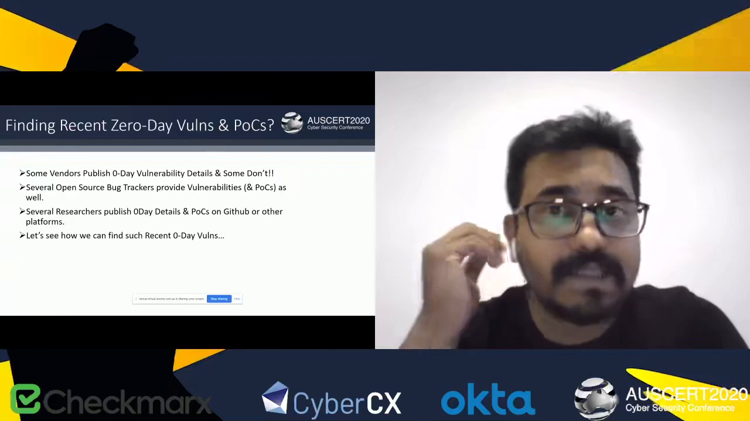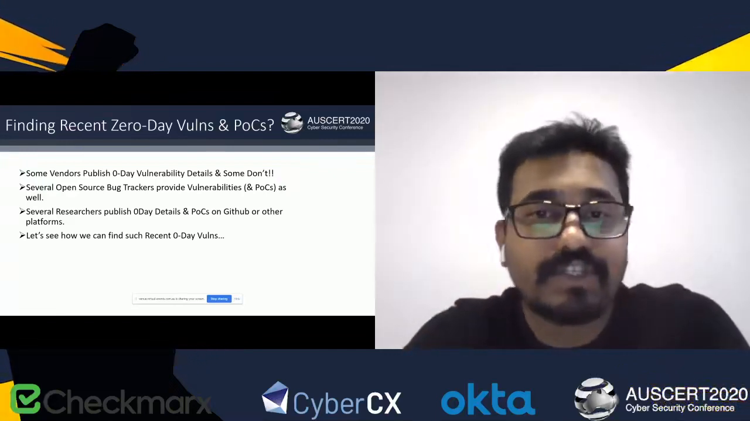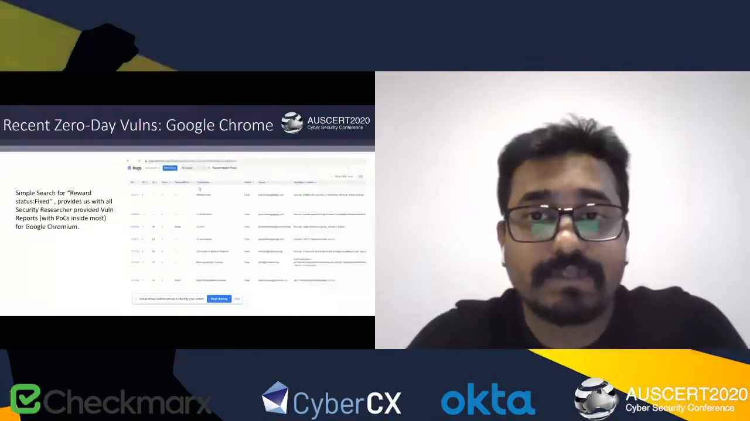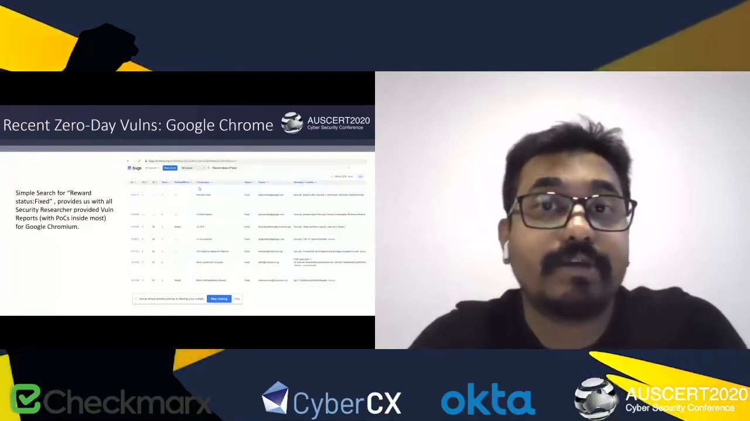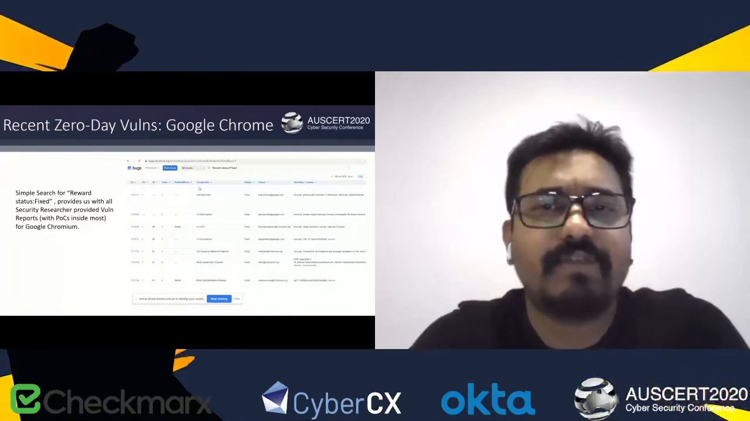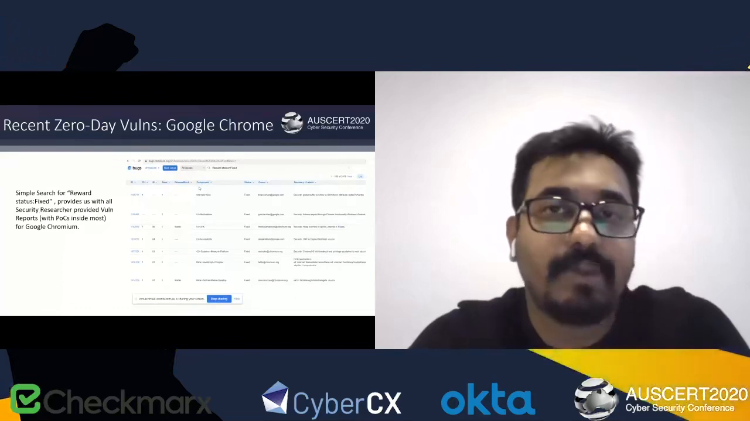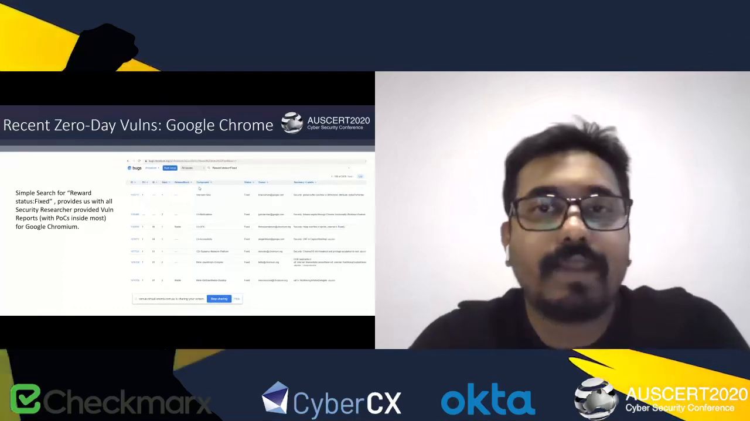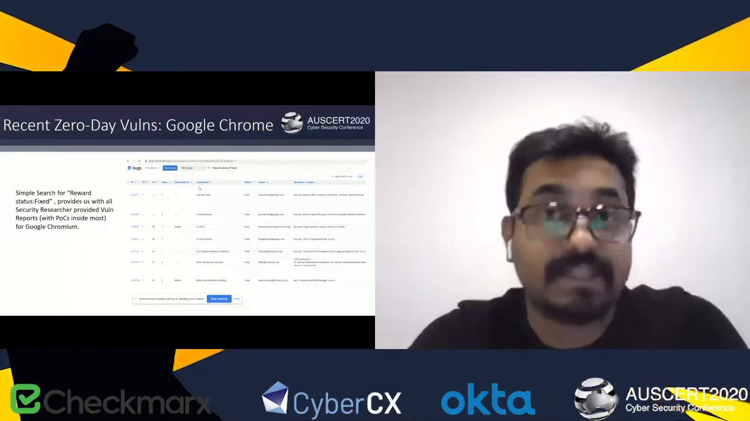Over here, you can see the Google Chrome bug tracker. If you select all issues and search for reward, status equals fixed, you'll find all the external researcher reported vulnerabilities in Google Chrome which have been fixed and rewarded. Many of these have the POCs inside, and they can help you either reproduce an older vulnerability in an older version of Chrome, or be used as a seed file for your fuzzing initiative against the latest version.